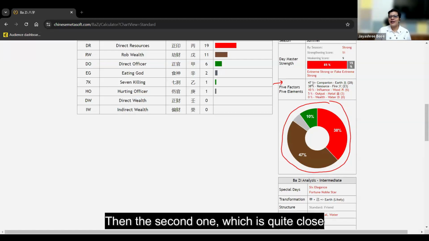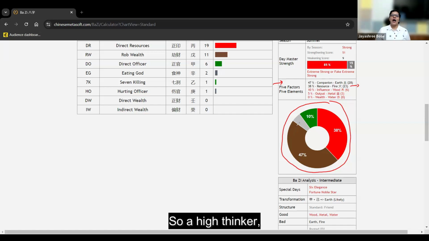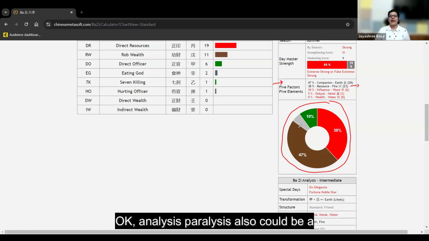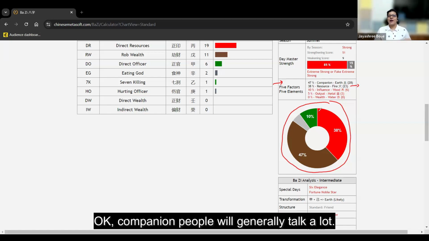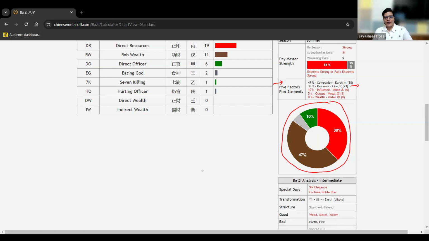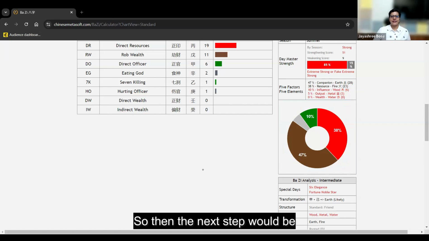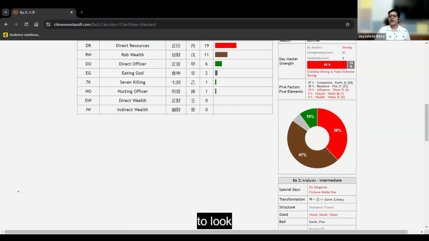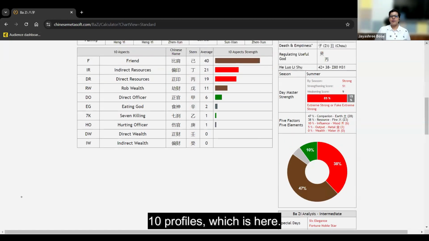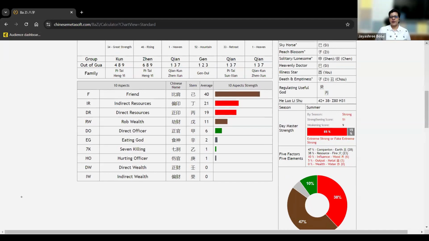All right. Then the second one, which is quite close by, is resource. So a high thinker. Okay, analysis paralysis also could be a problem. Mixed with the companion structure, this person does analysis and likes to talk a lot. Okay, companion people will generally talk a lot.